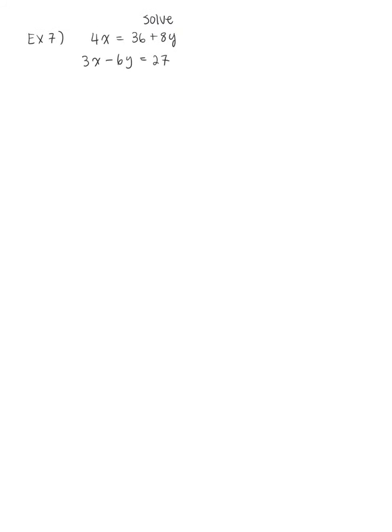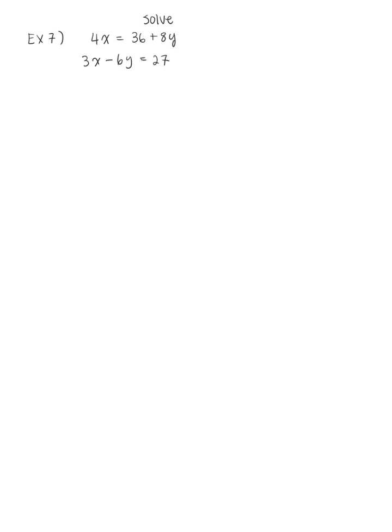Example 7, solve the system by method of your choice. As you can see, I kind of got too lazy to write the instructions now. All right, but anyways, solve 4x equals 36 plus 8y and 3x minus 6y equals 27. So again, you can pick and choose whichever method you want. But you know what? I was going to do this by the addition method, but I just realized that maybe the substitution method will work nicer.